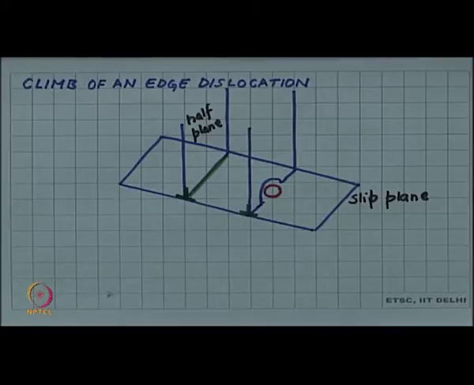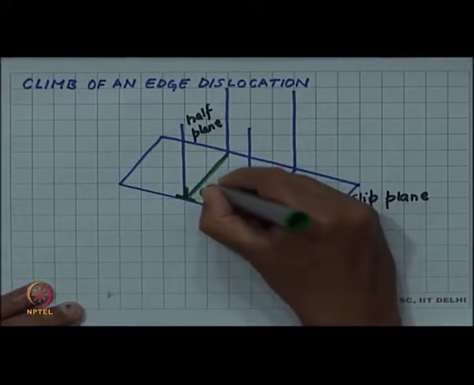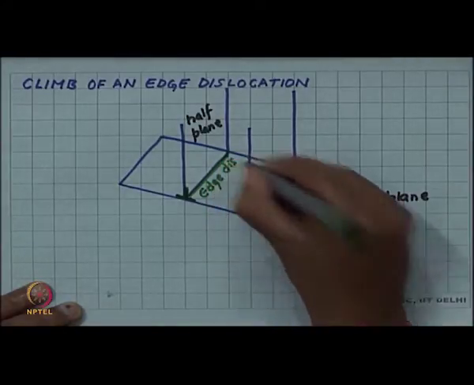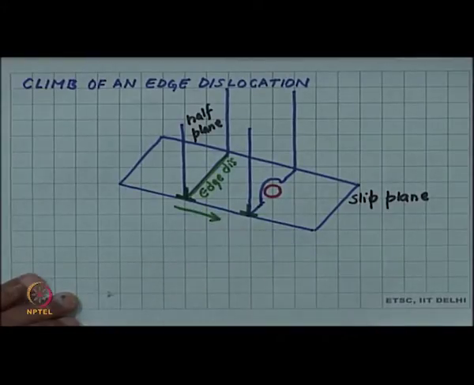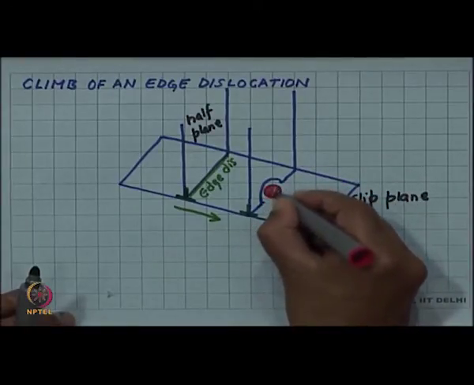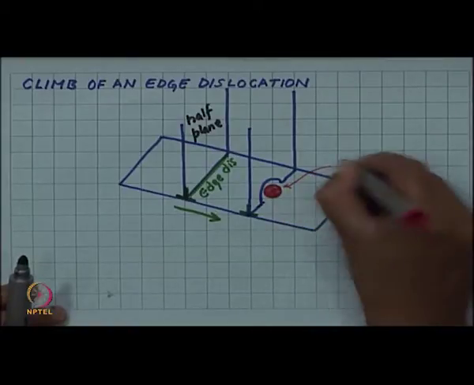So, that is an edge dislocation. This is an edge dislocation, and that edge dislocation, let us say, is moving in this direction. And again there is a precipitate particle sitting on the slip plane.